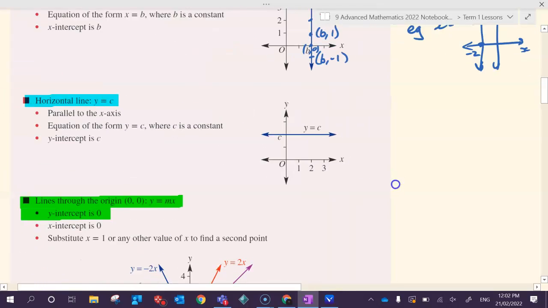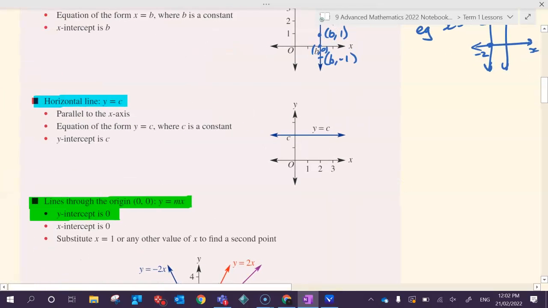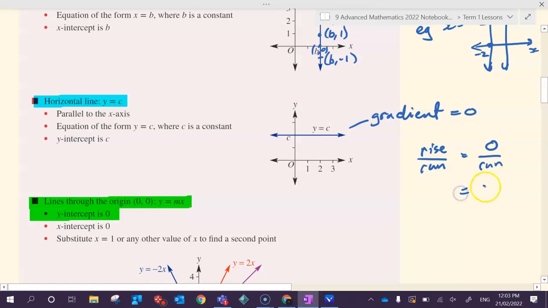x equals a number. If it goes through pi, it's x equals pi. Nothing complicated about that. Horizontal lines, y equals c. What's the gradient of a horizontal line? It's a gradient of 0. There's no mx part to that line, y equals a number, is there? Because the gradient's 0. Remember my gradient? Rise over run. There is no rise. It doesn't matter which points I choose horizontally. 0 divided by any number is 0. That's why there's no x component in y equals a constant. It's just y equals a number.